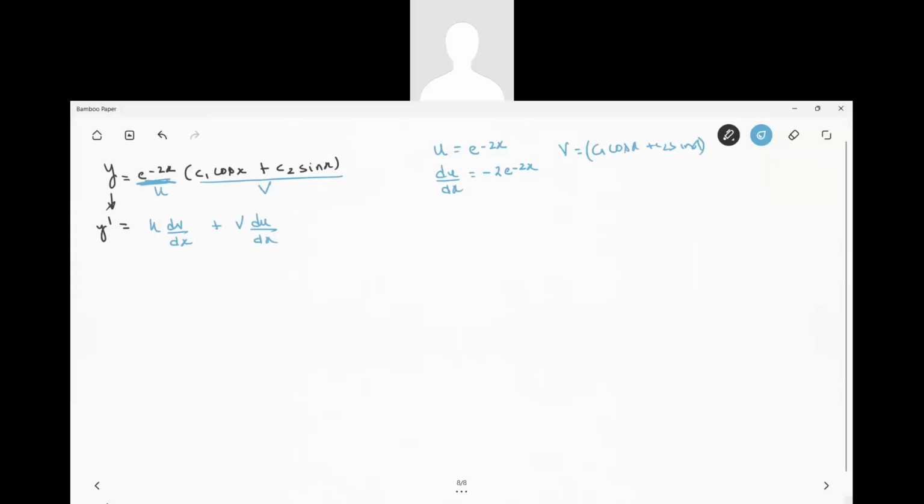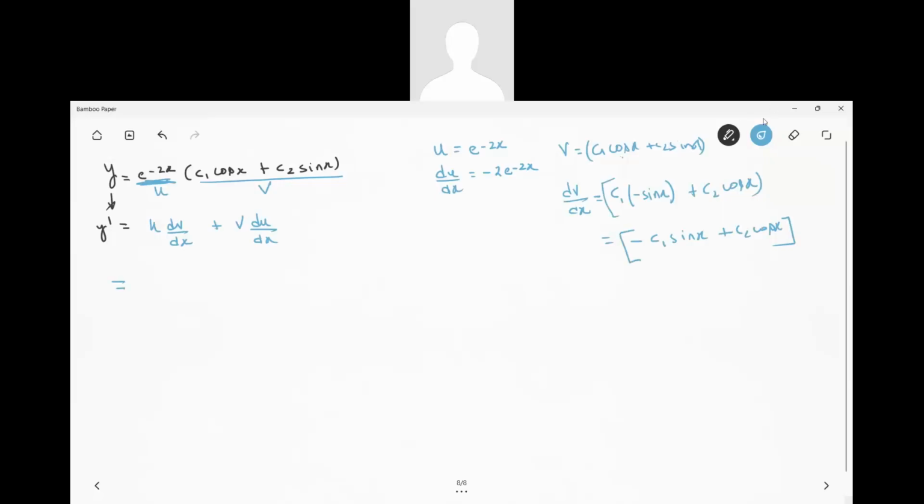So dv by dx will become big. Here c1 cos will become minus sine, right? The cos differentiation will become minus sine of x, and plus c2 sine will become cos of x, right? So this will become minus c1 sine of x plus c2 cos of x. This is the differentiation, correct?